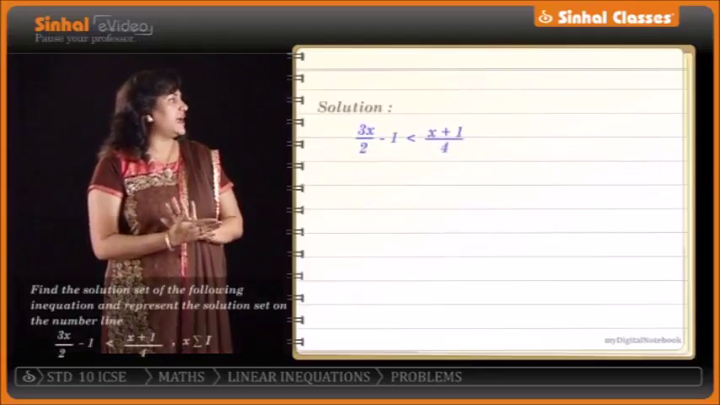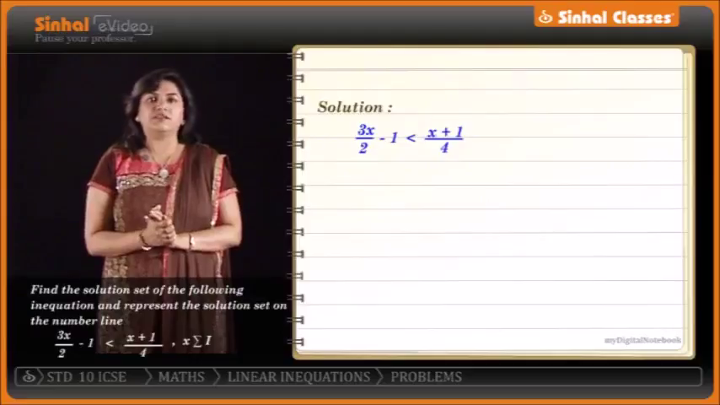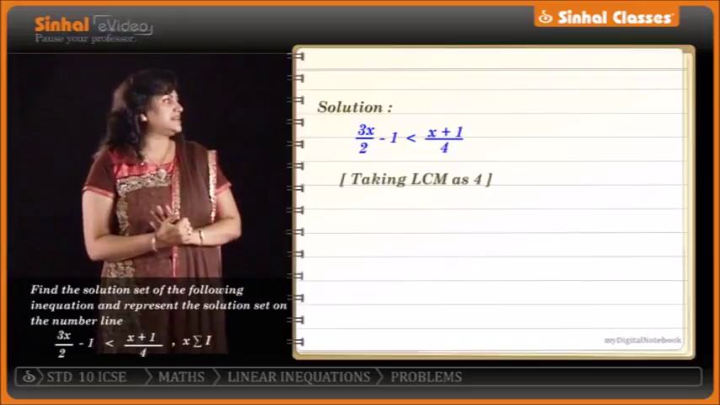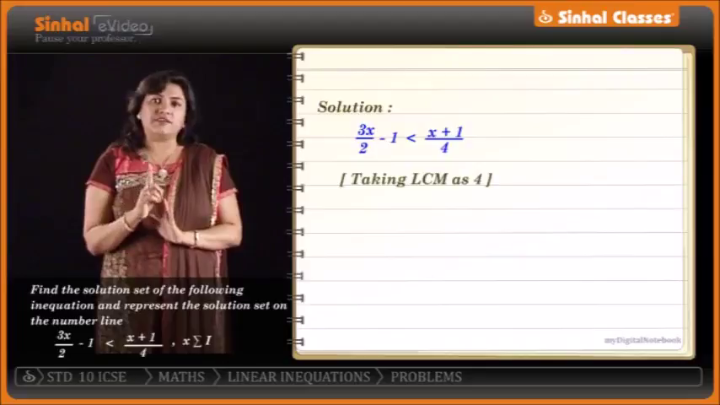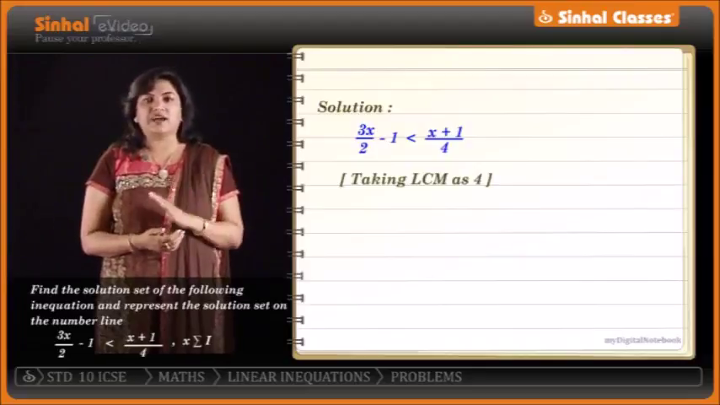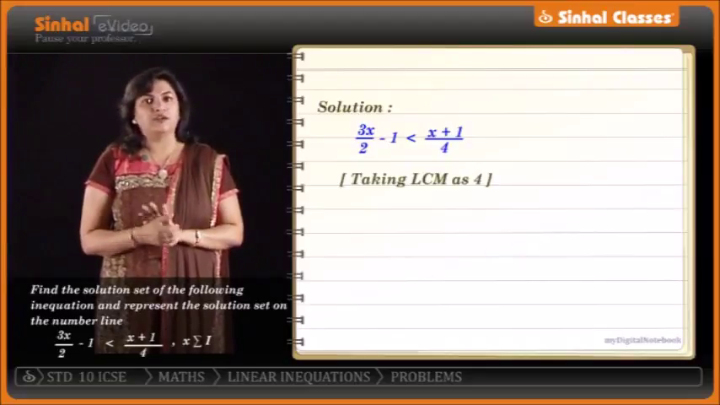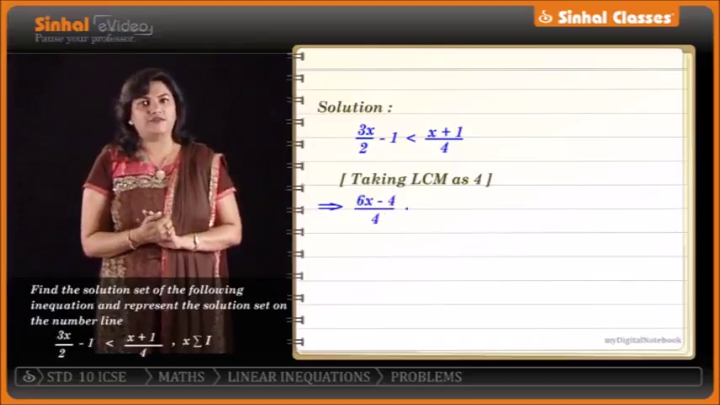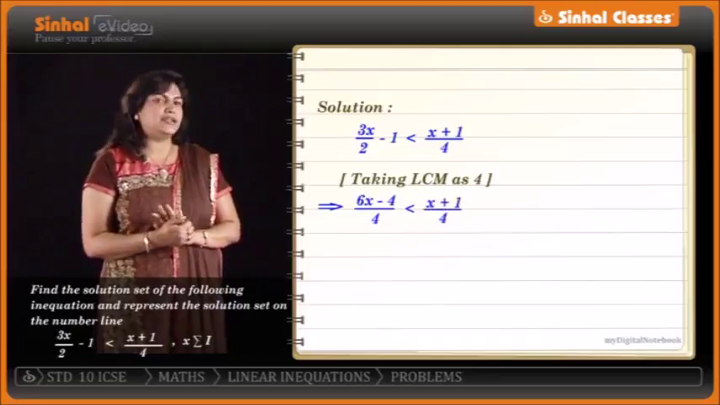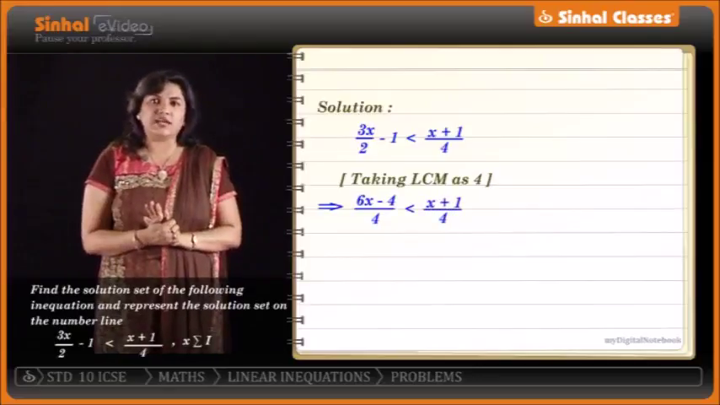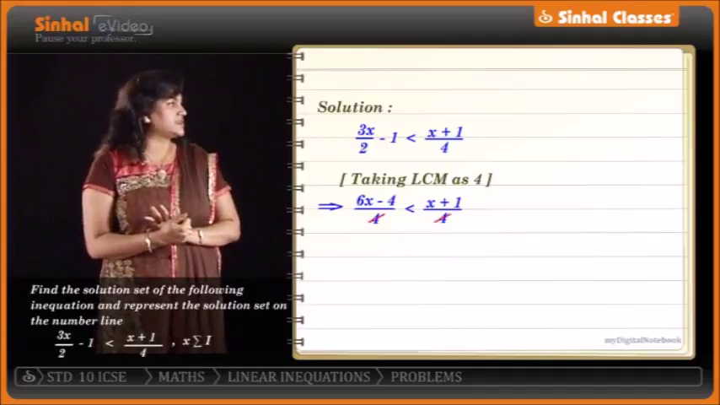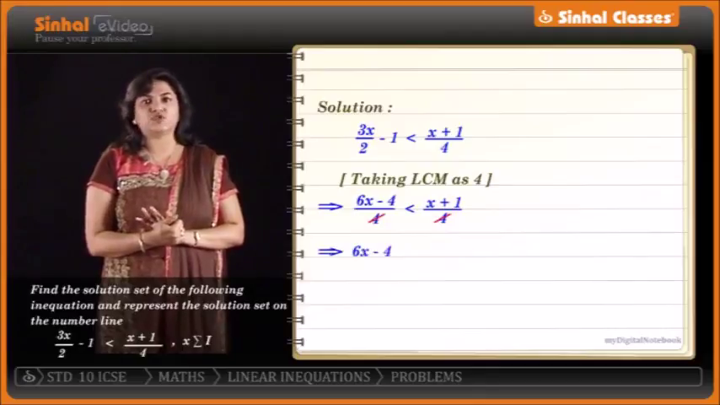Now here we have 4 in the denominator on the right side. So we take the LCM throughout as 4. Now we get 6x minus, now we have 1 in the second term, we can write that as 4 upon 4. So on the left side we get (6x minus 4) upon 4, right side as it is. Now since we have 4 on both the sides, we cancel them. So we are left with 6x minus 4 less than x plus 1.